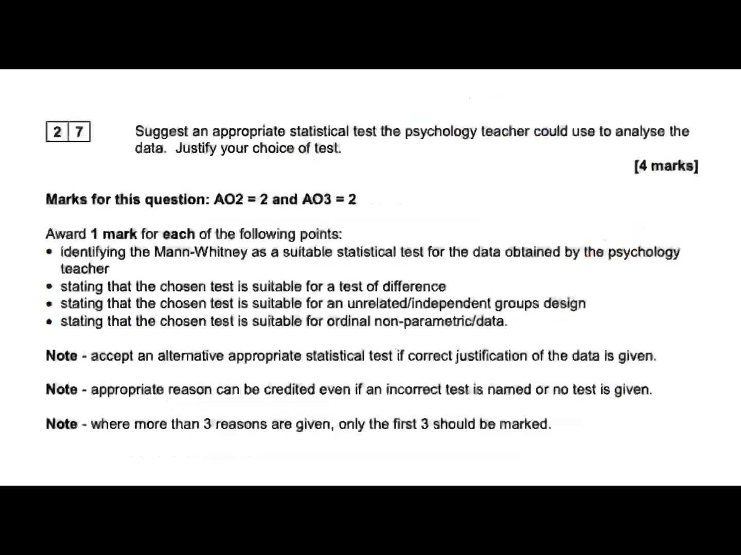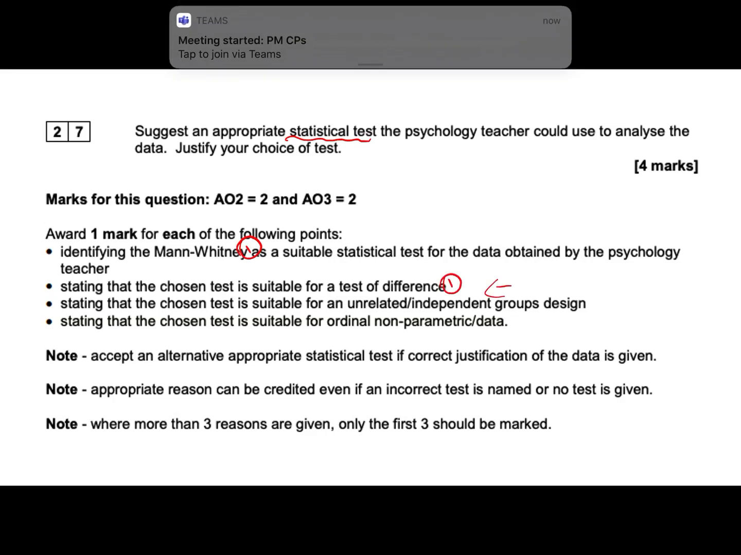All right, and number 27, suggest an appropriate statistical test. I was surprised how many people just skipped this question altogether. There's 4 things that you need to include. 1 for identifying the suitable statistical test, 1 for saying it was a test of difference. This was the point that most people missed out.